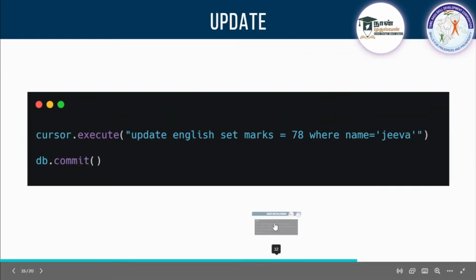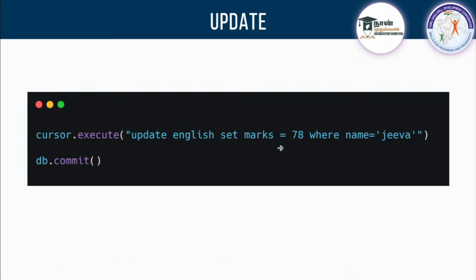And the next thing will be update. If you want to update a value, how can I do it? Using update, you mention the table English. You can use this set option to change that: marks equal to 78 where the name is Jiva. So I want to perform this to change this guy's mark.